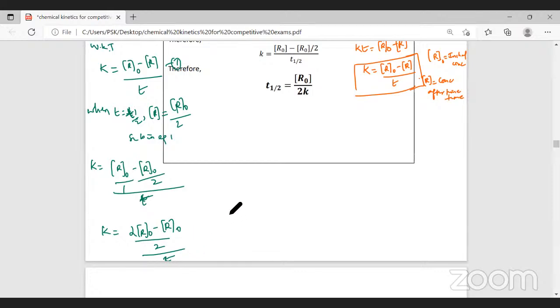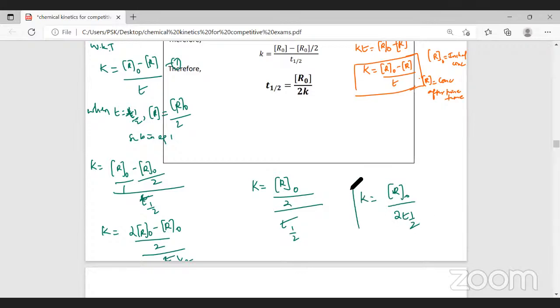So what is this on simplification? K is equal to 2R naught minus R naught, divided by 2, divided by T half. I should write T half here, because t is t half here. So what can I write now? K will be equal to R naught divided by 2T half. Yes or no? Understood or not? Yes, sir.